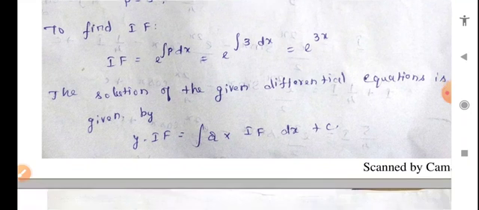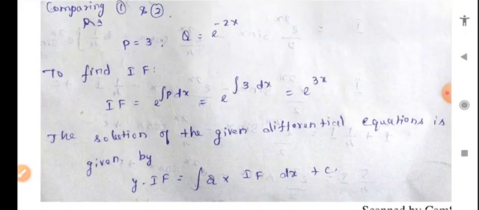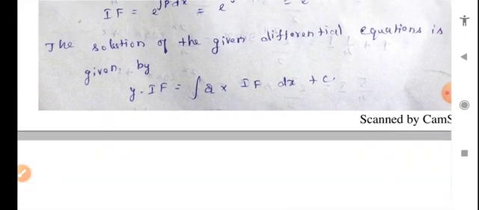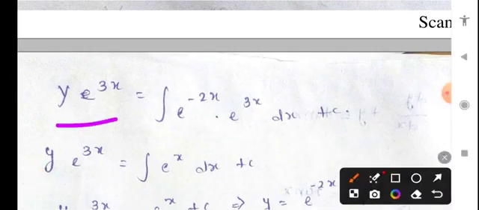So what is the form? It is nothing but y into integrating factor is equal to integral of q into integrating factor dx plus c. Now what is the integrating factor? e power 3x. Instead of q, we can replace it with e power minus 2x. Then we can apply that. It becomes y into e power 3x equal to integral of e power minus 2x into e power 3x dx plus c.